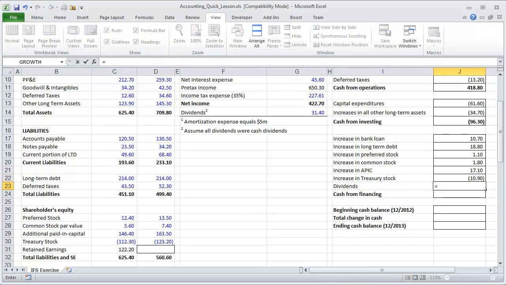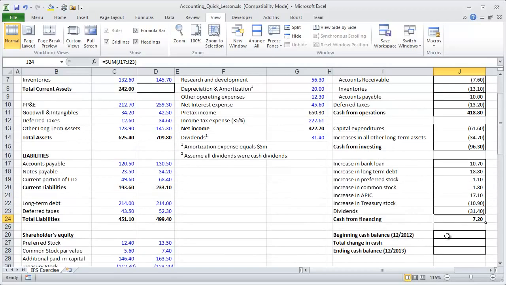Lastly, dividends. We know that the company issued dividends of 31.4. We have to remember that that is an outflow, so we have to put a minus sign and reverse the sign there. And we have concluded our total cash from financing activities.